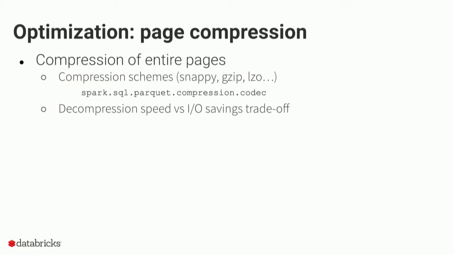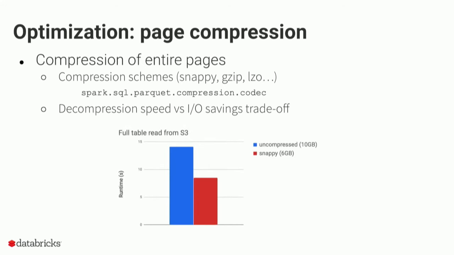So another thing you can do, or that Parquet allows for, is page compression on entire data pages. So you can outright compress entire data pages using a variety of compression schemes, such as Snappy or gzip or LZO. There's a Spark conf you can use to set this. But it only, of course, makes sense if the savings that you have on I/O by having a smaller file outweigh the cost of having to decompress the data. And it turns out that that actually is the case for lightweight compression schemes such as Snappy. I ran a simple benchmark here.